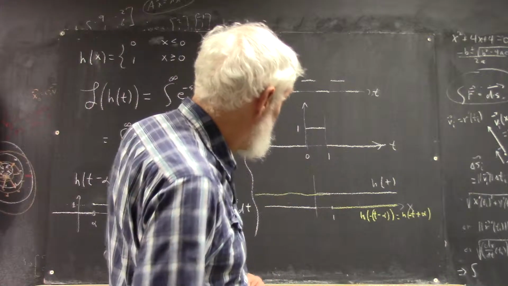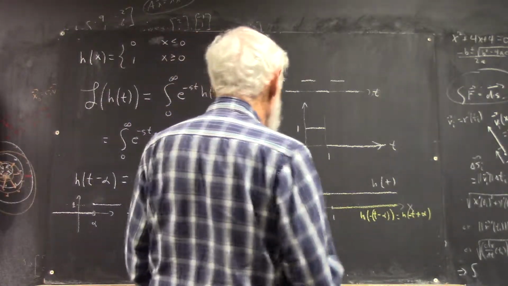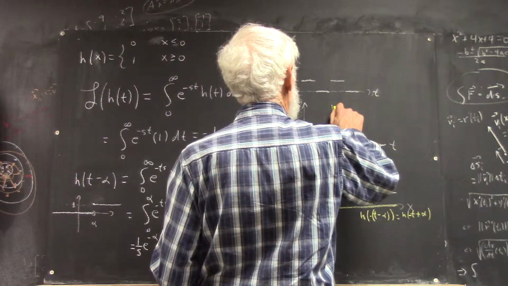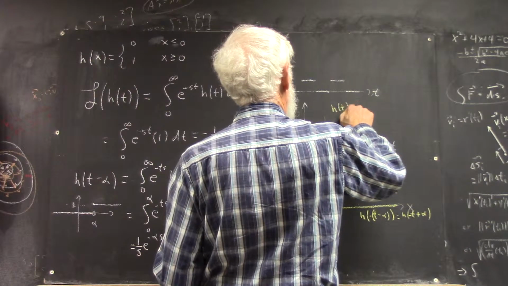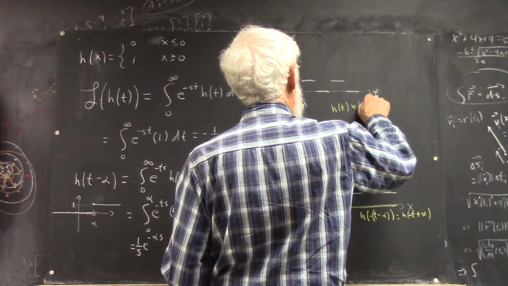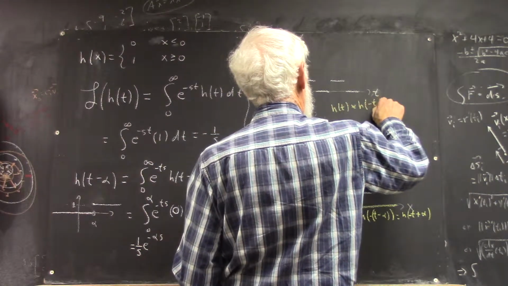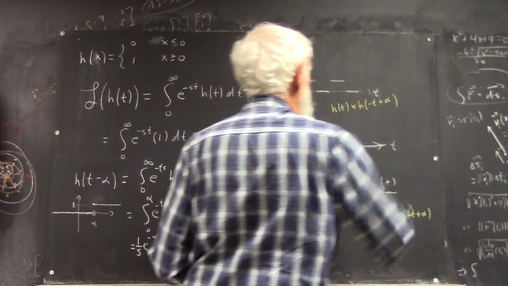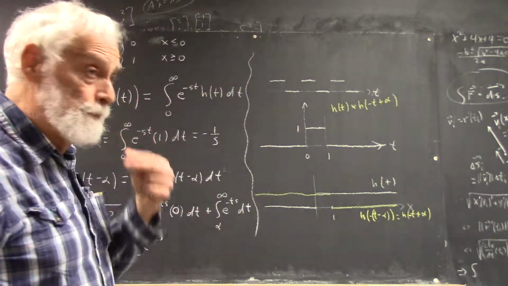So we could say that this function is h of t multiplied by h of negative t plus alpha. Okay?